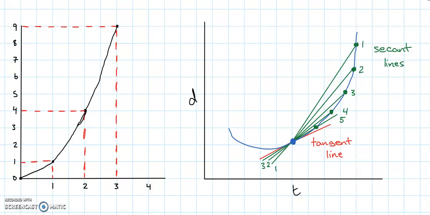Hey guys, so Isabel and I will be explaining limits. In this video, I will be explaining limits, rates, and tangents.